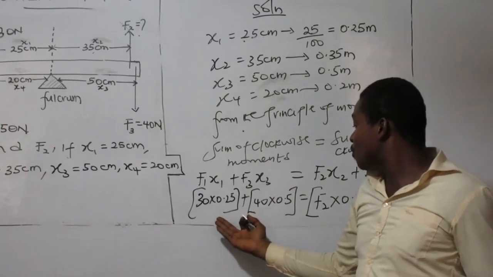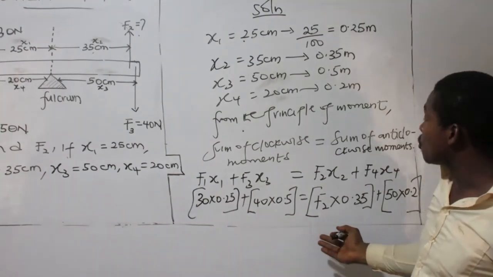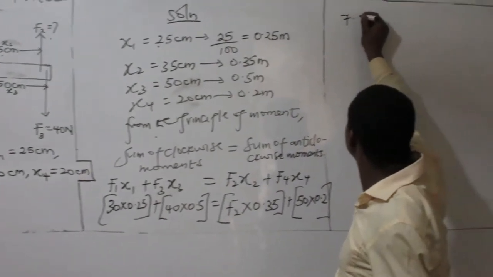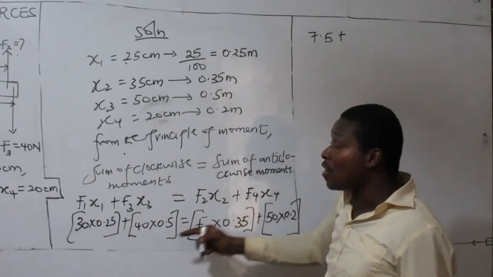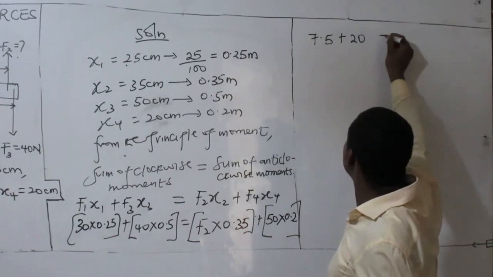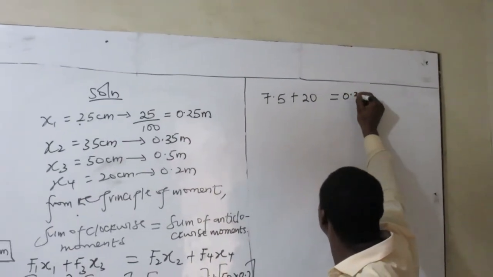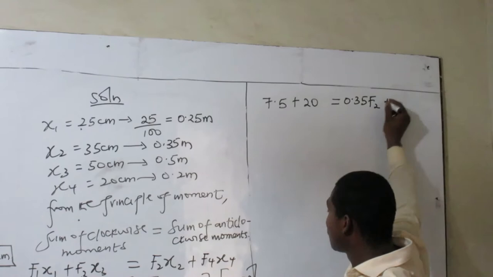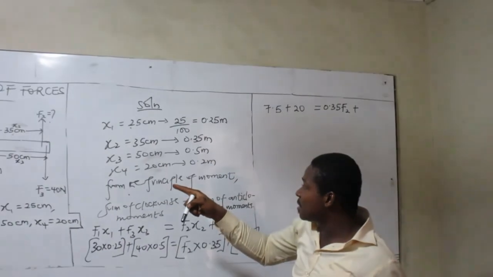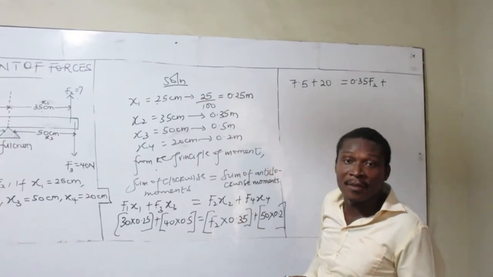So we have to calculate the left and calculate what we see on the right. So 30 by 0.25, you are going to get 7.5 here. Plus 40 by 0.5, that is half of 40. You are going to get 20. That is for the left. Now let's go to the right. That is F2 by this. That will give me 0.35 F2. Now F4, 50 by 0.2. What are you going to get there? 10.